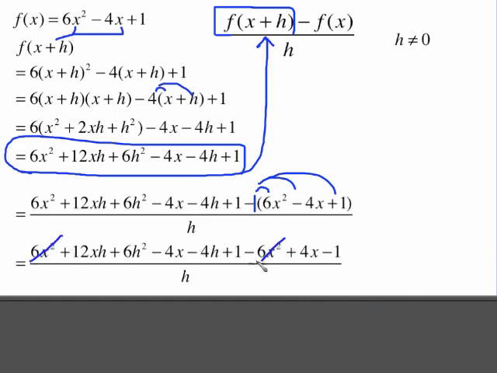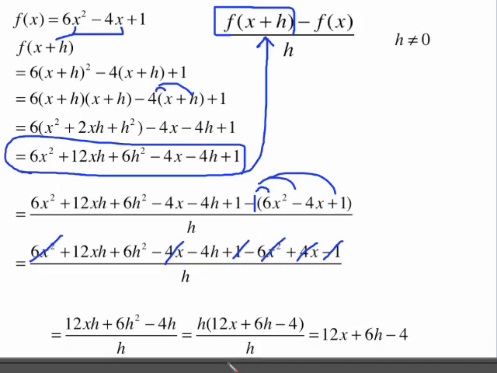6x squared, negative 6x squared, negative 4x, positive 4x, 1, negative 1. Hopefully you notice that at the end there's going to be some canceling like that. If stuff doesn't cancel out like that, you've done something wrong with your algebra. What's left now is this, this, and this on top of h, which is this line right here.